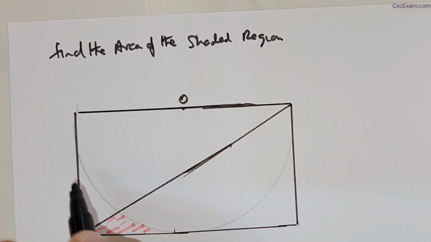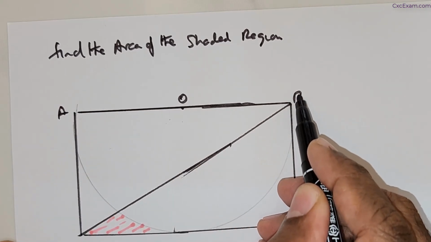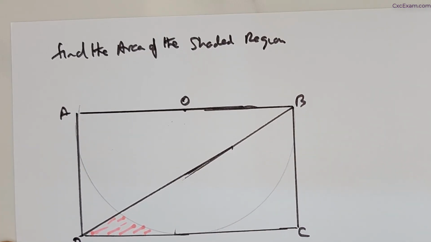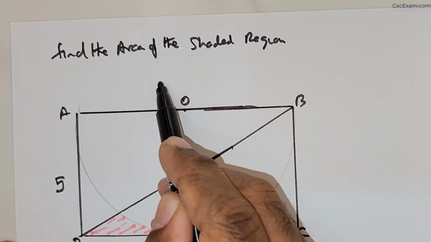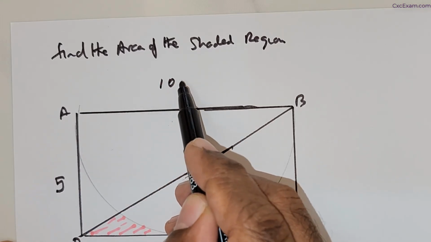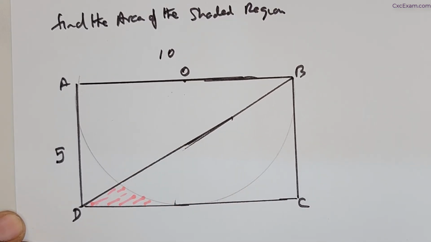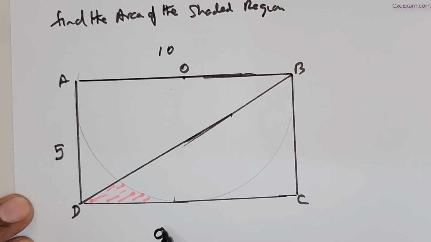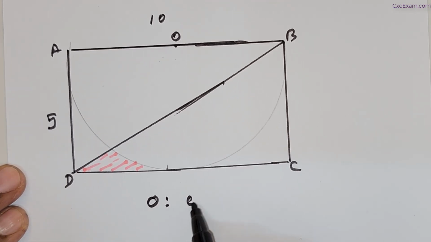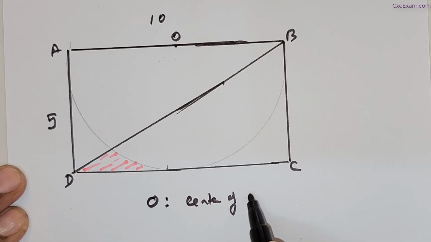We have this length. Let me write this down. AB, CD. AD is given as 5 units. AB is given as 10 units. Okay, so O is the center, center of semicircle.